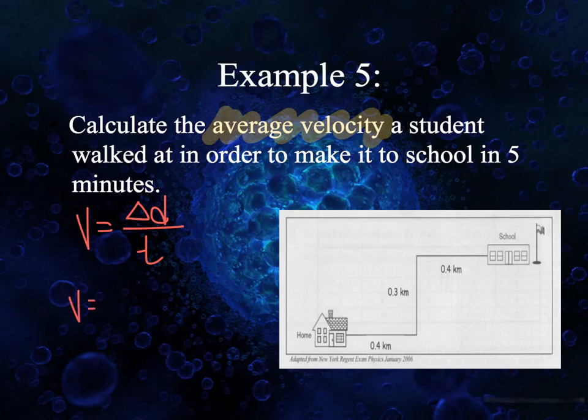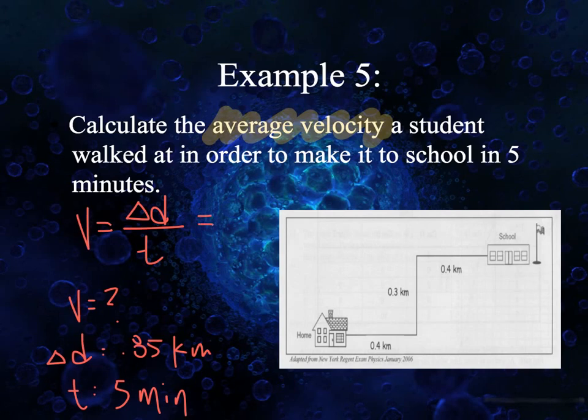V is unknown. Displacement we solved for two slides ago, and we said that our displacement was 0.85 kilometers, and our time is still 5 minutes, and we'll leave it in minutes for the sake of this. So I've identified everything that is given to me. I know what I'm trying to solve for. Now I can simply plug it into my equation.